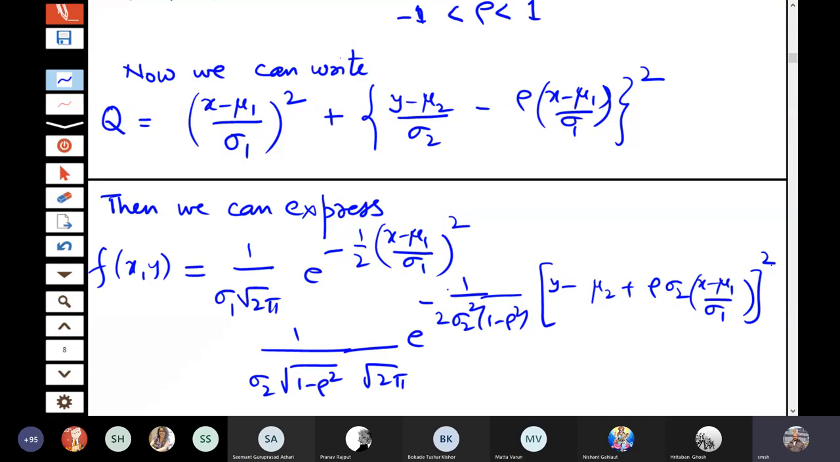So by using this rearrangement of the terms of Q, I can write the joint distribution of x and y as the product of two terms. In the second term, y is involved, while the first term involves only x, and x is of course there in both places. So is this calculation okay?